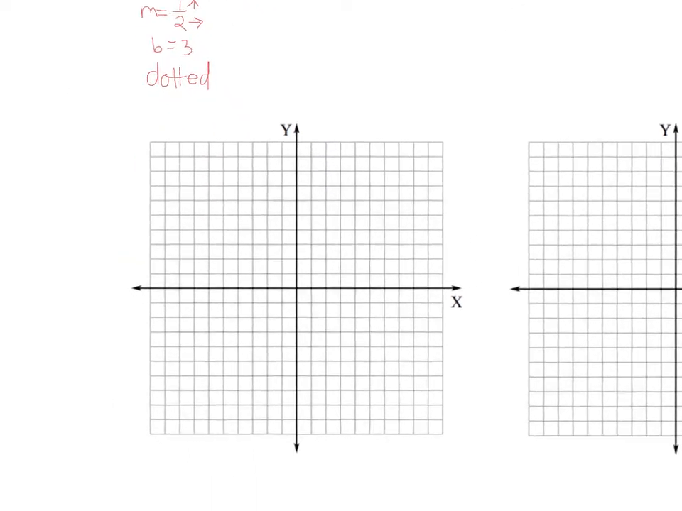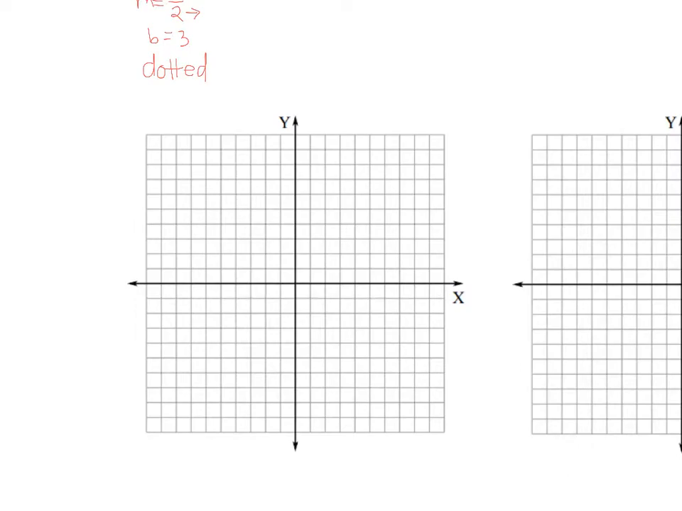So we're going to begin at 3 on the y-axis. We are then going to go up 1, right 2. So up 1, right 2. Go ahead and plot a few points in there. Remember to go backwards if you run out of room. And I want you to draw a line connecting those dots. Remember, it is a dotted line.